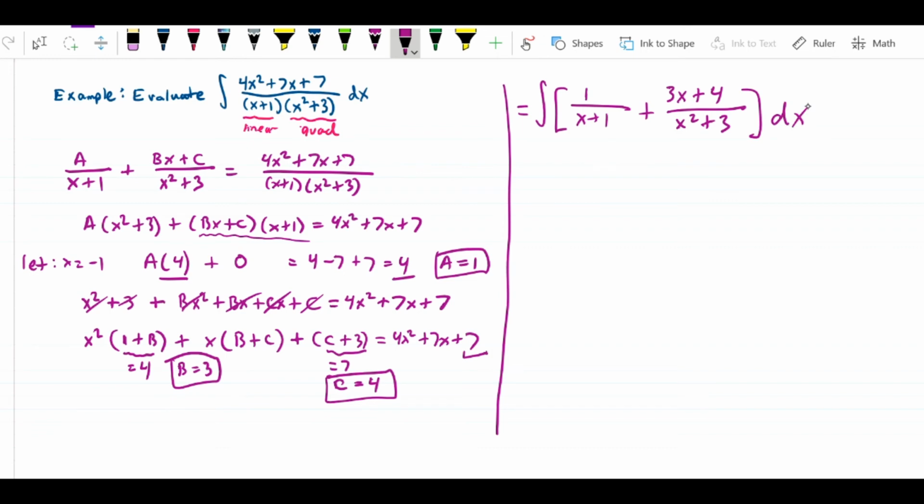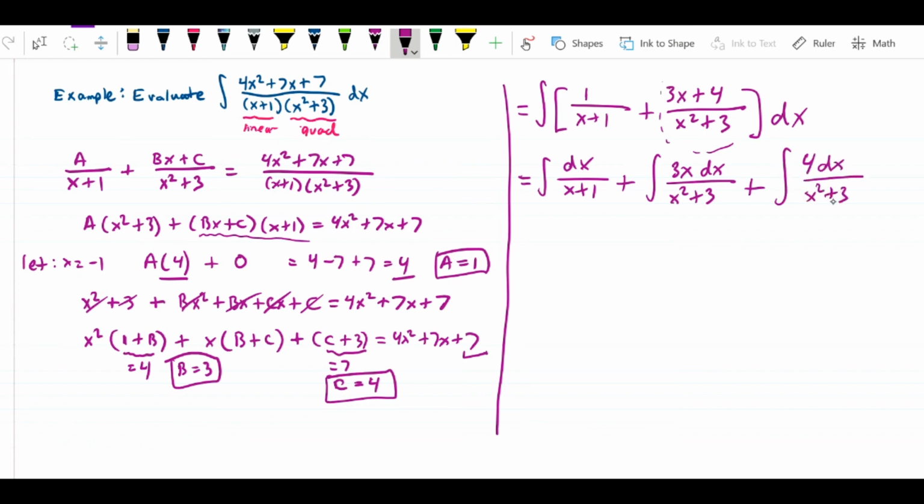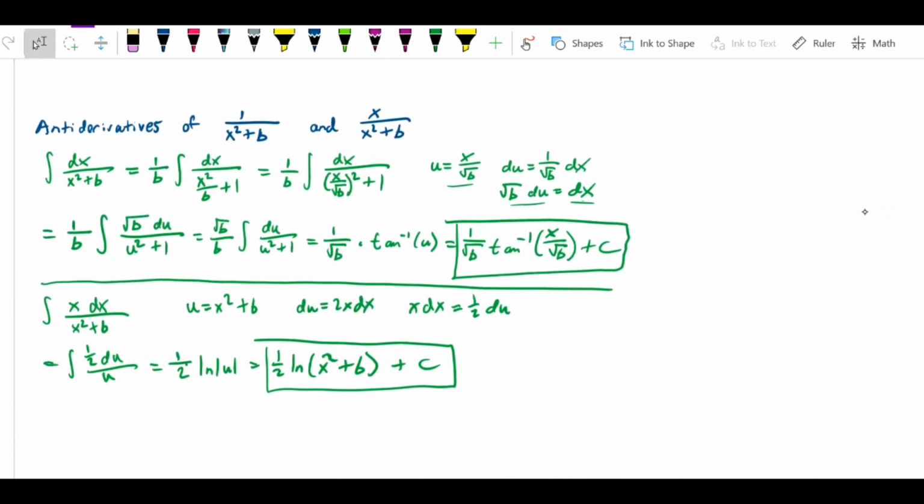Okay, so it's going to turn out this is a little easier to do if I just break this up this way. So this is going to be the integral of dx over x plus 1 plus, I want to break up this whole expression here. This is going to be the integral of 3x dx over x squared plus 3. And then we'll put the constant part, that's going to be 4 dx over x squared plus 3. Now why did I do that? Look at this and look at this. If I go back here, I already found what the antiderivatives of that function and that function are, so I'm going to be able to use those if I break up the fraction in this way.